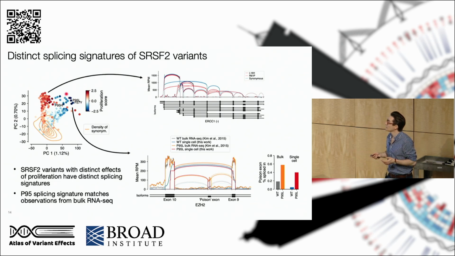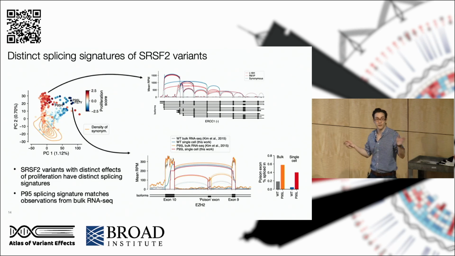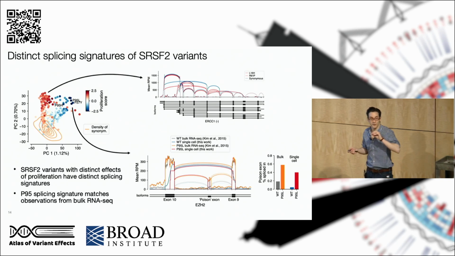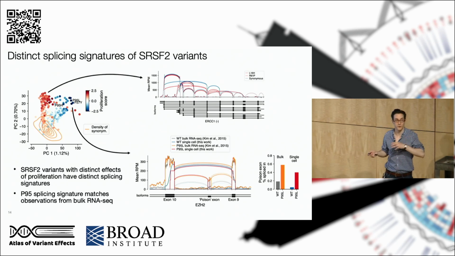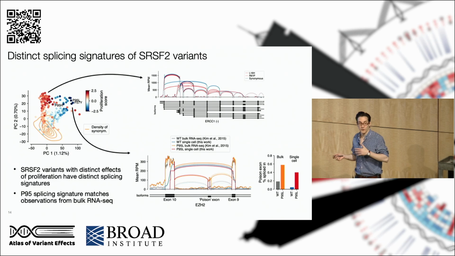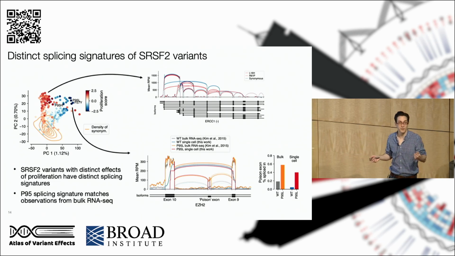You can also see that several of these variants that are depleted, in completely different positions of the gene, also appear to be in the vicinity of one another in terms of where they project based on their splicing score. And then we can take the splicing profiles corresponding to these different clusters and look at specific events. I'll just highlight here at the bottom one of the most well-known consequences of the P95 mutation, which is increased splicing of a poison exon in the EZH2 gene.